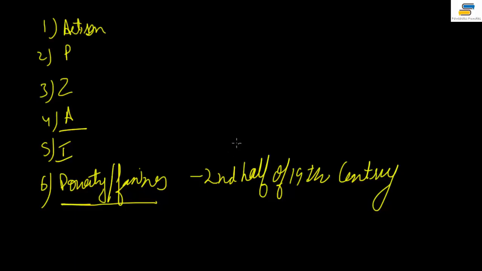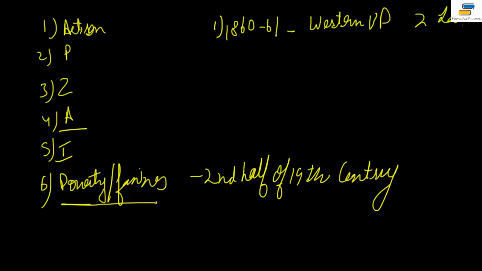So what were those famines? I'll just list the few famines जो मुझे याद हैं. You can always add on if you want in the comment section. I'll add the annotation to it. The main famines that I know are 1860 to 61, a major famine in western UP, right? About 2 lakh people died here.